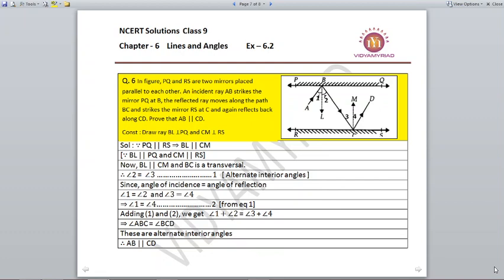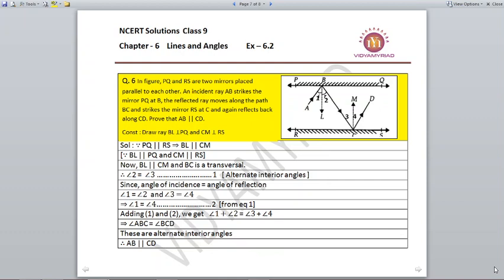Now here, first of all, we are going to draw perpendiculars BL and CM to the lines PQ and RS. Now when BL is parallel to CM, and BC is the transversal, you can easily say that angle 2 will be equal to angle 3 because of the alternate interior angles. And I know that angle of incidence is equal to angle of reflection, which means angle 1 will be equal to angle 2 and angle 3 will be equal to angle 4.